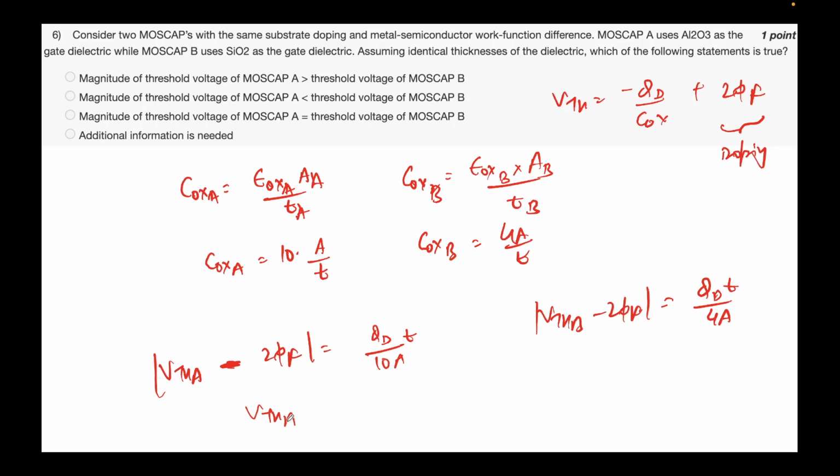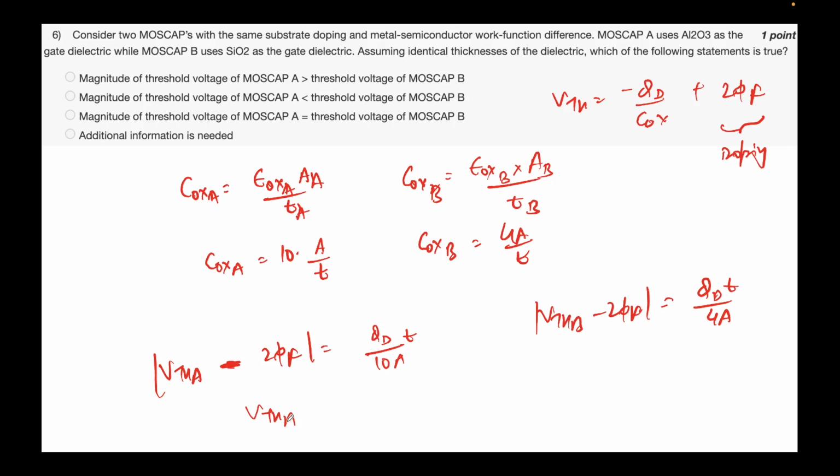So what's happening, this entity is being divided by 10, and here divided only by 4, so naturally this term will be higher. QD T by A will be some positive quantity. Let's say it's 4, to make our life simpler, and 2 phi f is, let's say, 1 volt. So this will be 1 plus 4 by 10, this will be 1 plus 4 by 4, so this will be 2 volts, this will be 1.4 volts. As you can see, the threshold voltage of B is higher.